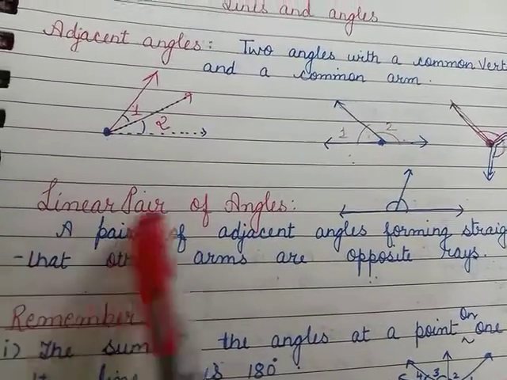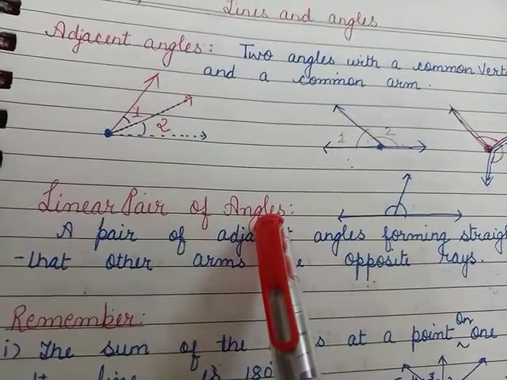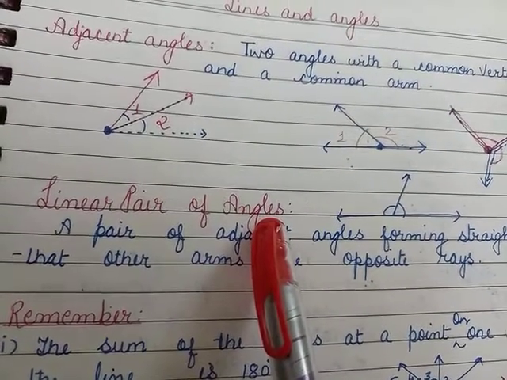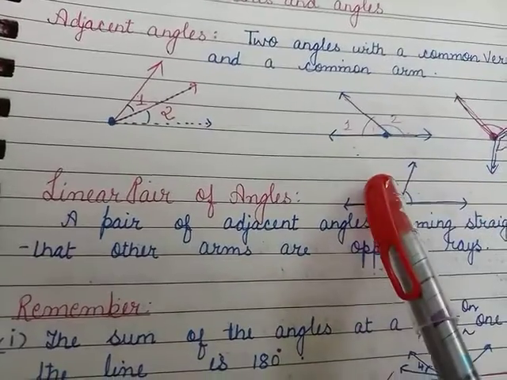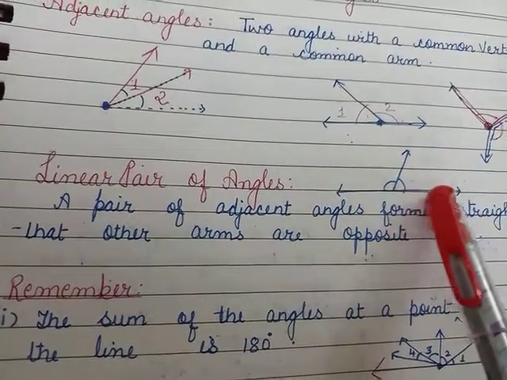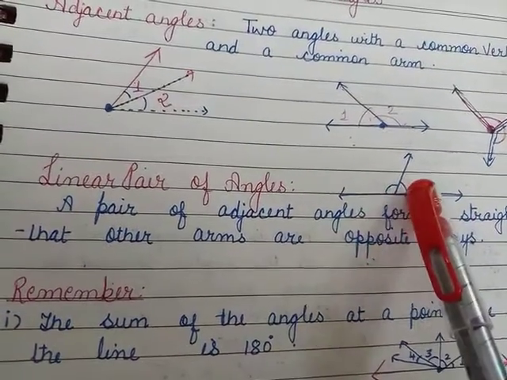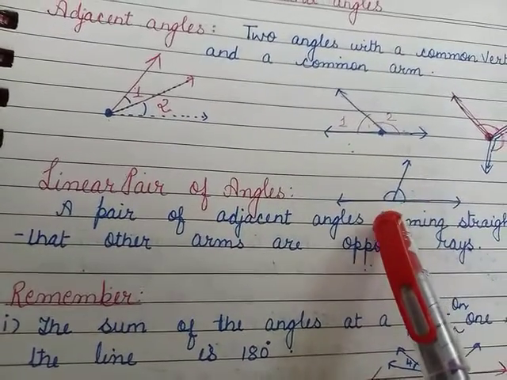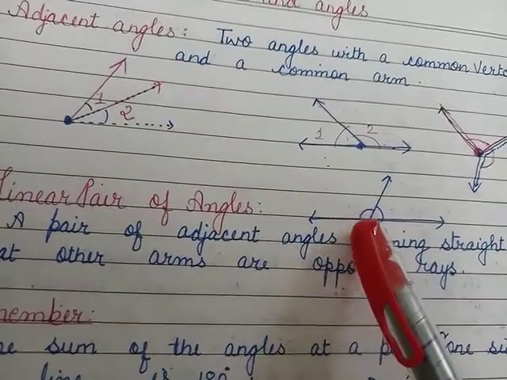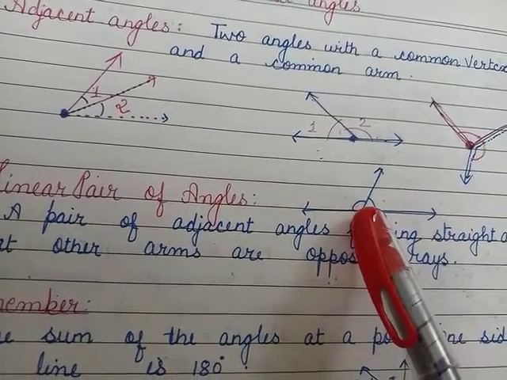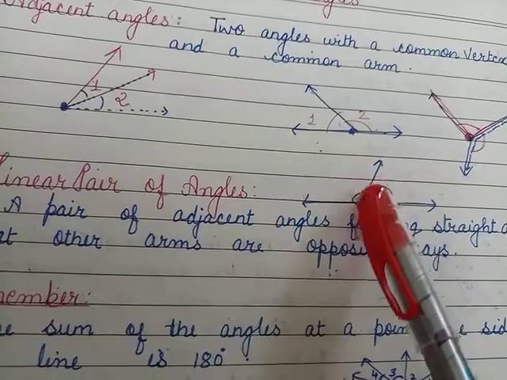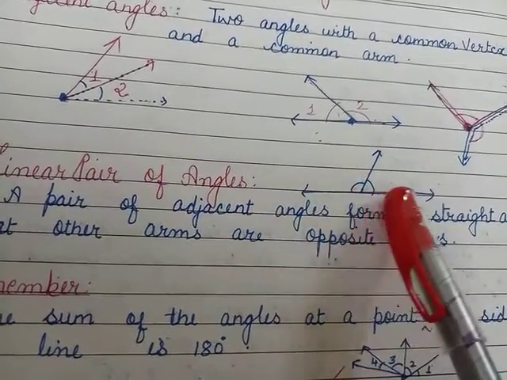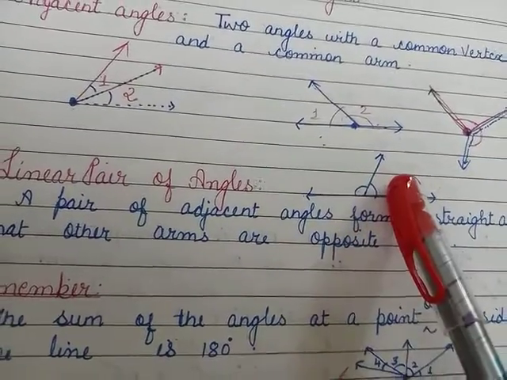Then I discuss linear pair of angles. If the sum of two adjacent angles is 180 degrees, that means the two adjacent angles are forming a straight line. When two adjacent angles form a straight line, we call such a pair of angles a linear pair. See, these two angles again have a common vertex. This is the common vertex. This arm is common to both, but the two adjacent angles form a straight angle. Therefore, this is a linear pair.